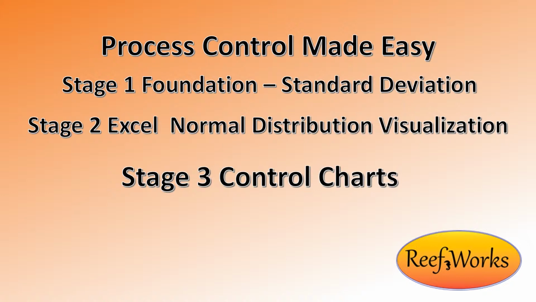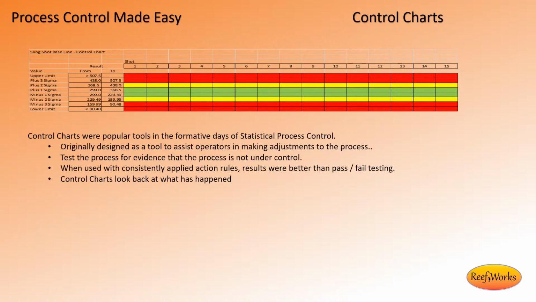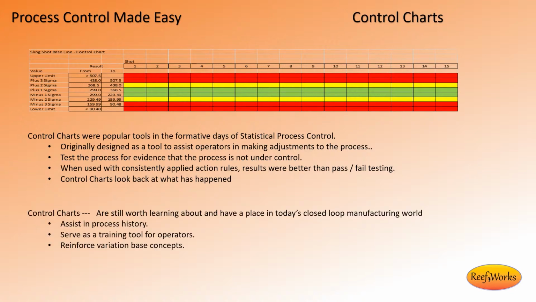So really, what is a control chart? Well, a control chart comes from the formative days of statistical process control, or SPC as it's known. It was originally designed to help operators make adjustments to the process after a signal that the process wasn't centered. It is truly a test for evidence that the process is not under control, and that is the process has moved one way or the other way. When used with rules that are consistently applied, it's way better than pass-fail testing. It'll really improve your quality.